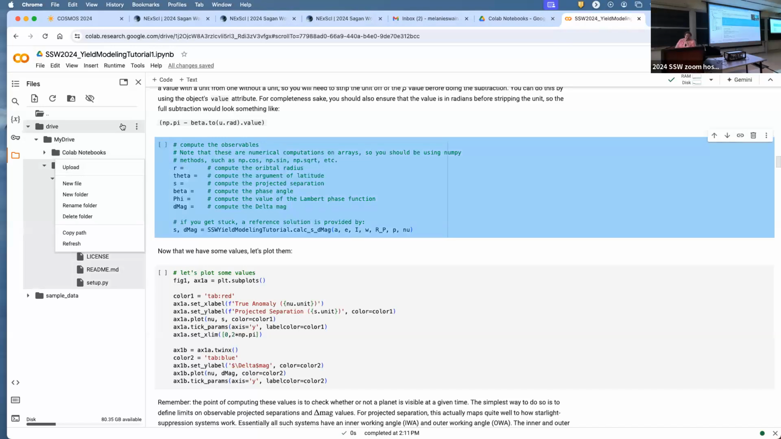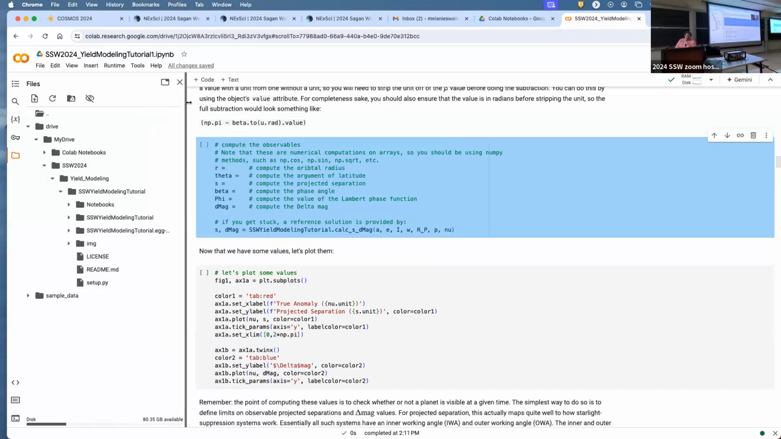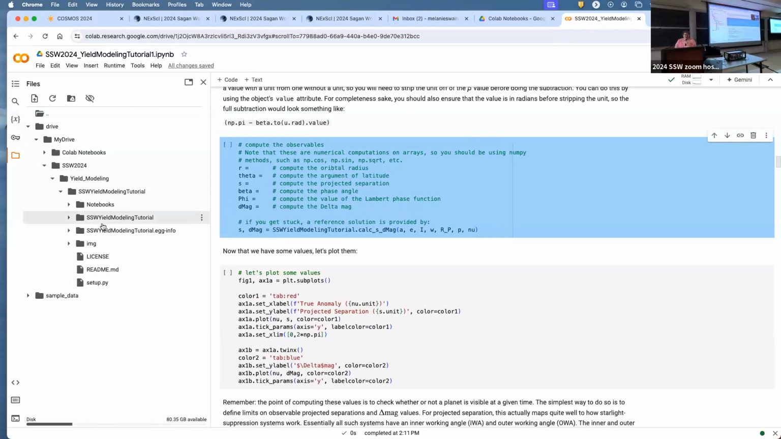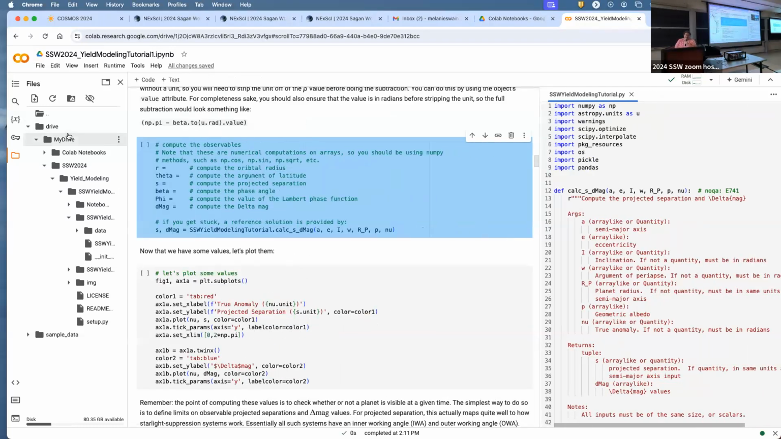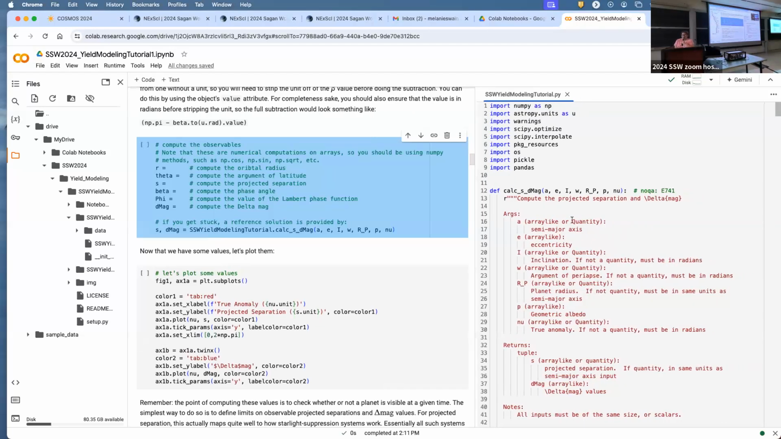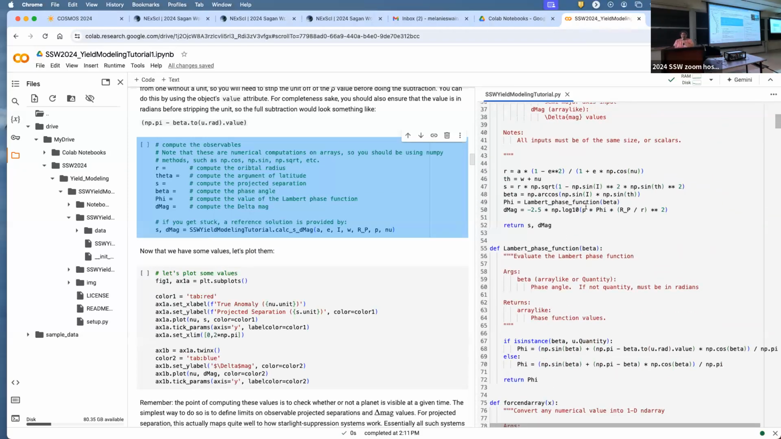Oops, no, hang on. All right, so we're looking for the yield modeling tutorial down here that has the shorter name. We're going to drill into that. And then this piece of Python code. I'm going to open that up and it's going to bring it up over here. And there we go. And so then if you're stuck, you can see the reference answers over here in this section.